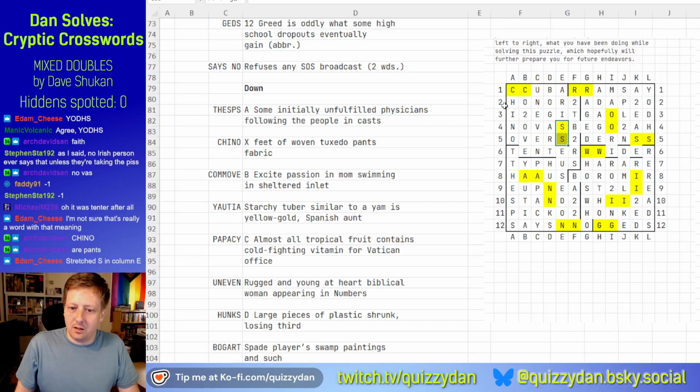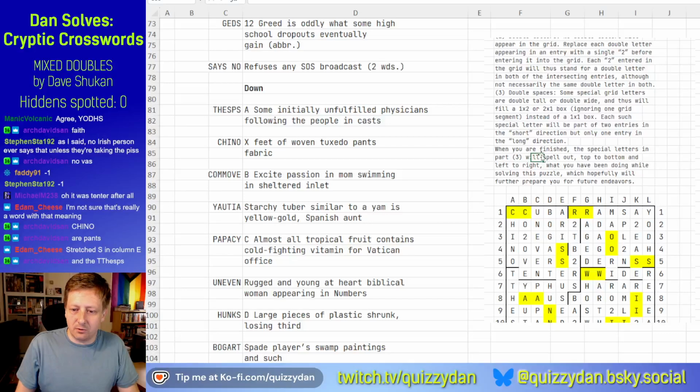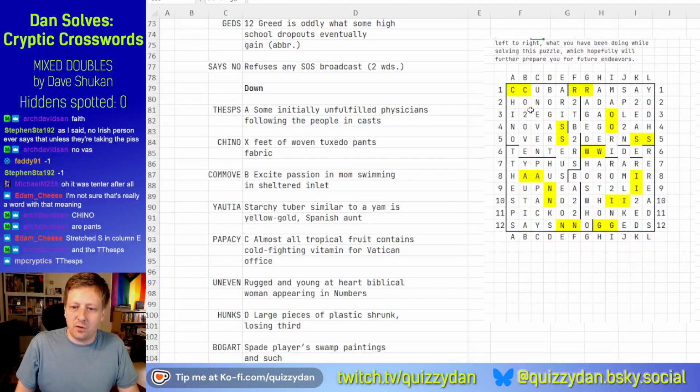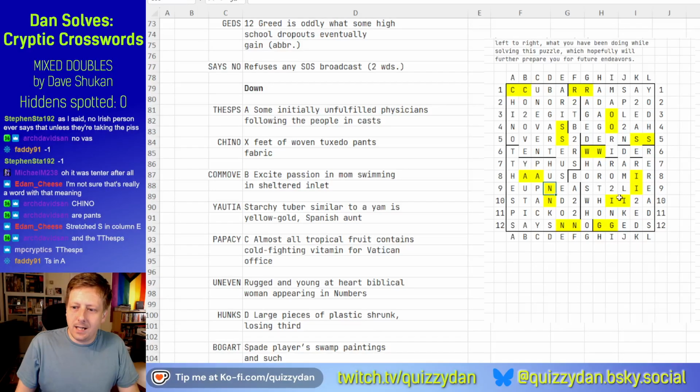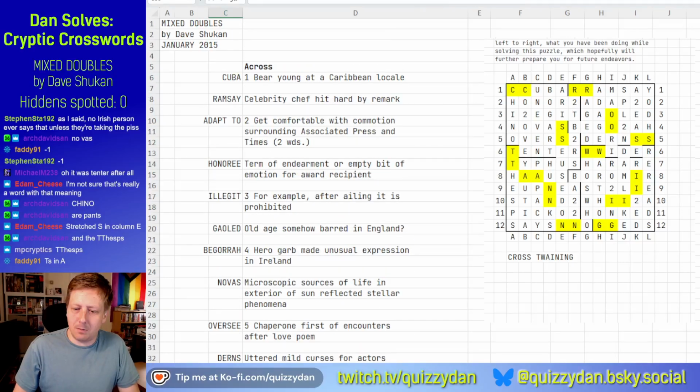And anything else? It'll become quite clear as soon as we spell out top to bottom, left to right, as soon as we read this, what you have been doing while solving this puzzle, which hopefully will further prepare you for future endeavours. We've been cross-waning? I want cross-training. Cross-twaining. And to twain is to cross, isn't it? What was the name of this puzzle? Mixed doubles.